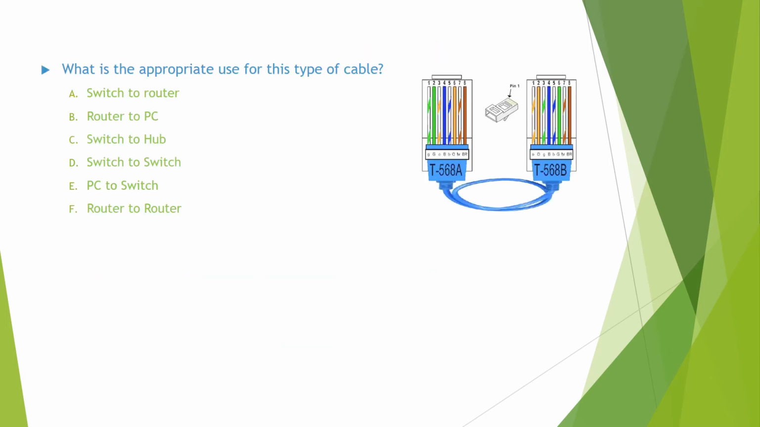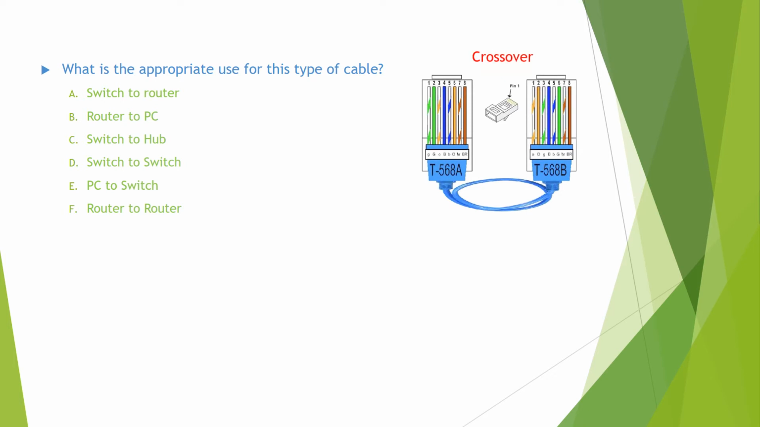What is the appropriate use for this type of cable? First of all, we need to identify the type of this cable. As you can see, one end uses 568A and the other uses 568B, so it is a crossover cable.